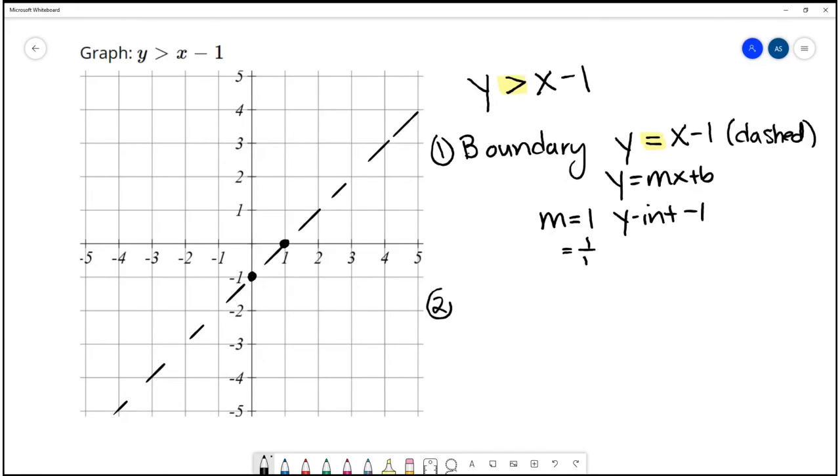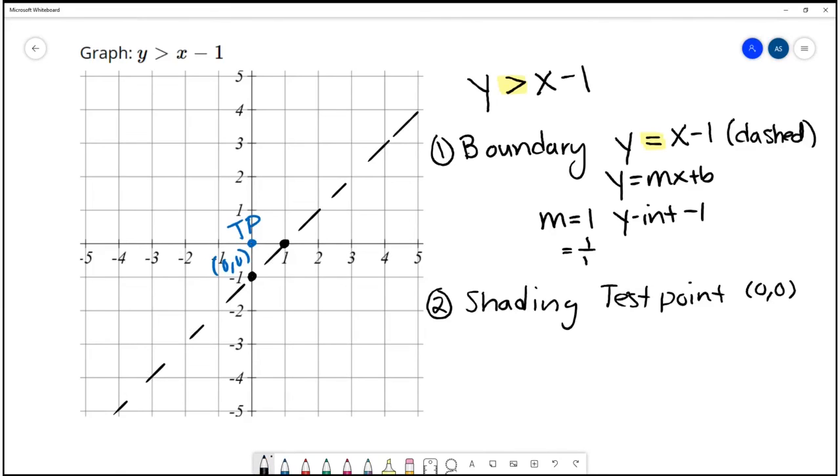Now the second part of this process is the shading. We have to figure out which side of the line we're going to shade. These points that are below the line or these points that are above the line. The way we decide is by choosing a test point. And most people like to choose 0, 0 as the test point, but you can choose any ordered pair as long as your ordered pair doesn't fall on the boundary line. So our test point is 0, 0.